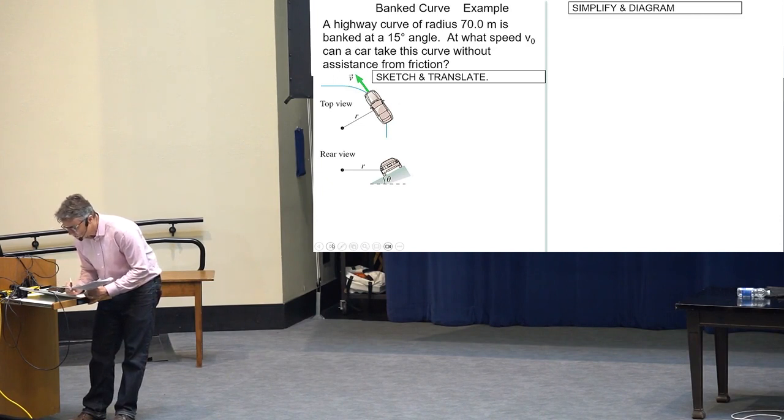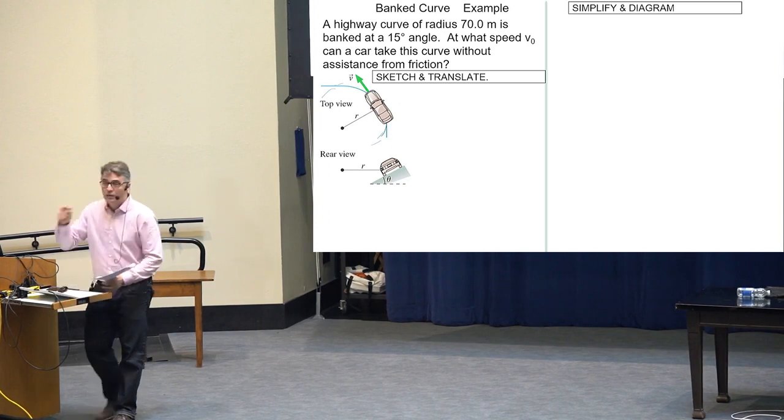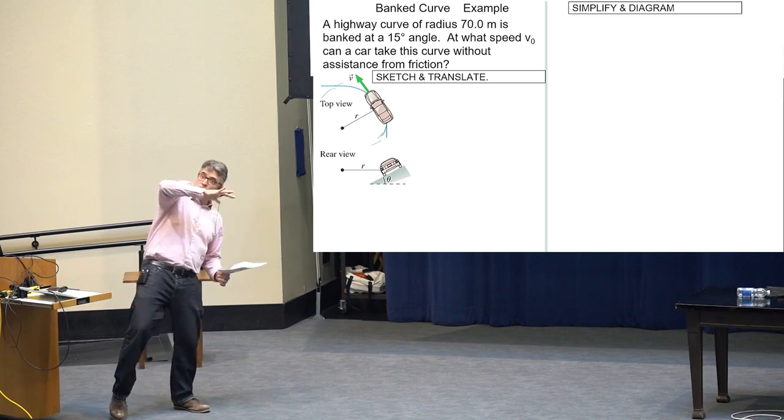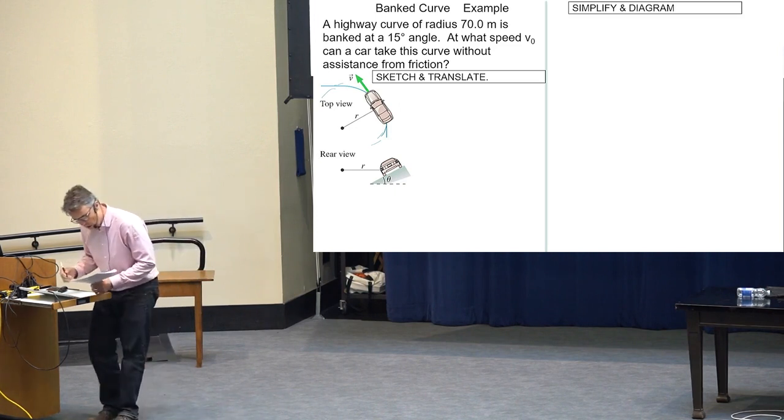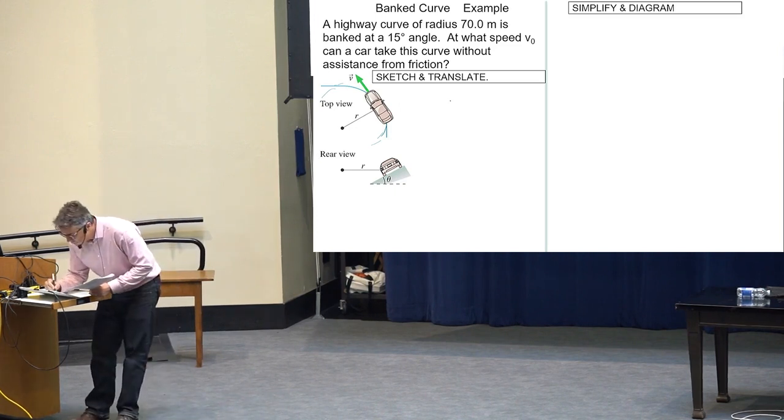Okay, banked curve. A highway curve of radius 70 meters. So the idea is that the top view is showing that this curve is part of a circular path of radius 70 meters. But then there's a banking angle, so if you view the car from behind, you see that the road is tilted. So you really need to draw two perspectives on this, top view and rear view. You have a constant speed v0, so this is uniform circular motion. It's a circular path, as viewed from above. So a sub r is equal to v0 squared divided by r.